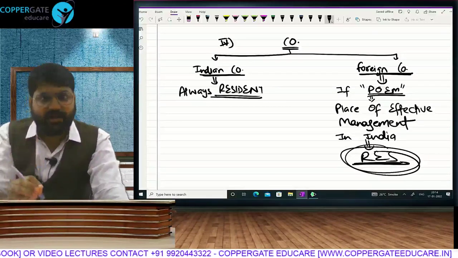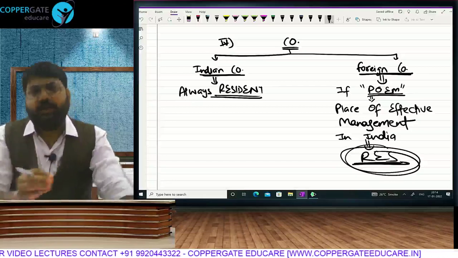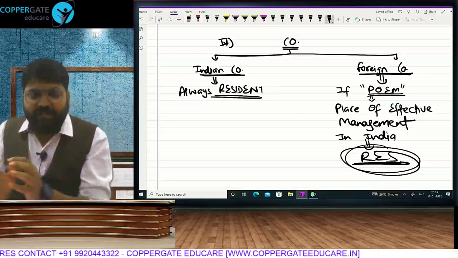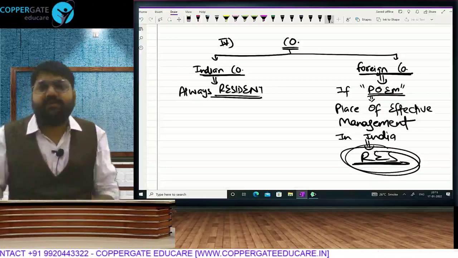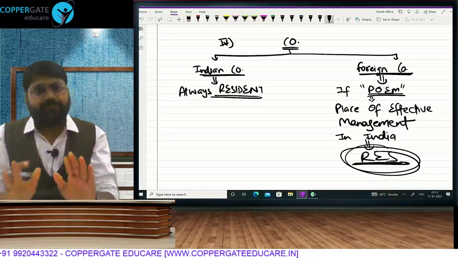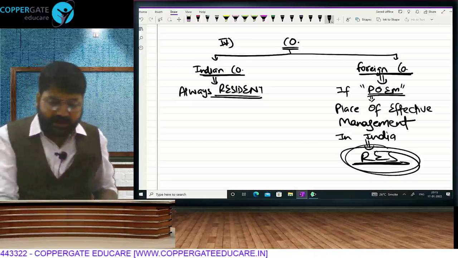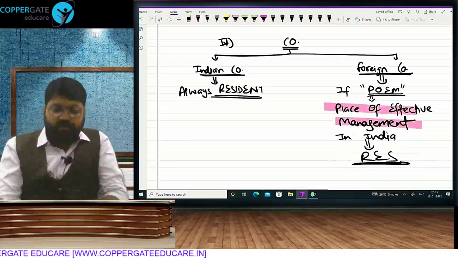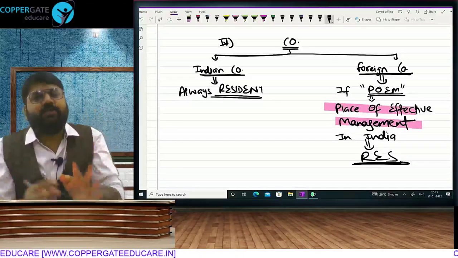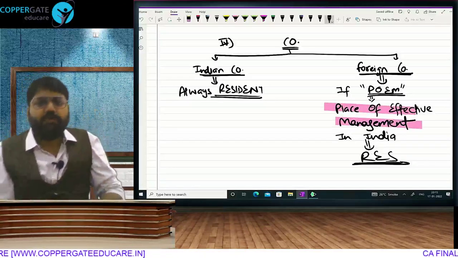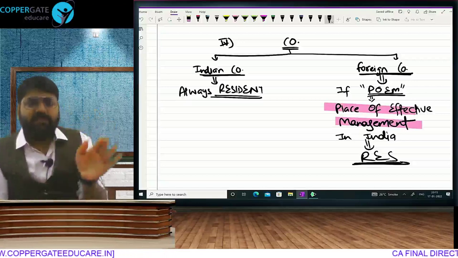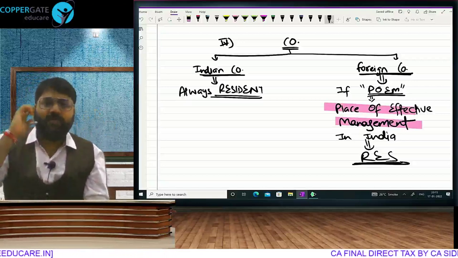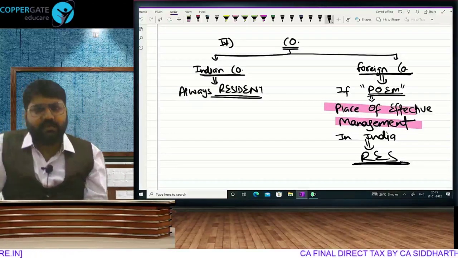Google, Facebook, earning anything in India, they have to pay tax. But foreign income will not be taxable. So for all practical purposes, Indian companies remain resident and foreign companies remain non-resident. But on paper, if they fulfill the POEM criteria which was given in the CBDT circular, that means a foreign company will also be treated as resident, and an Indian company is always resident. You don't even have to use your brain. Even if you have one, we will use it later.